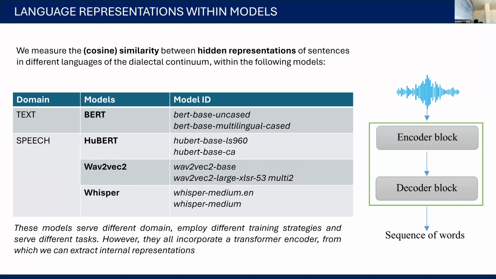These are the models of our study. We're taking one text model for reference, that's BERT, and then three speech models, HuBERT, Wav2Vec2, and Whisper. So these models are different. They're very often trained with different objectives and have different architectures. What they all share is that they all have a transformer encoder. Either they're made of a transformer encoder, or they also contain a transformer encoder. And basically, this is the part we're going to focus on. So basically, we look at how these models encode the languages, and we do so by extracting the representations from the transformer encoder.